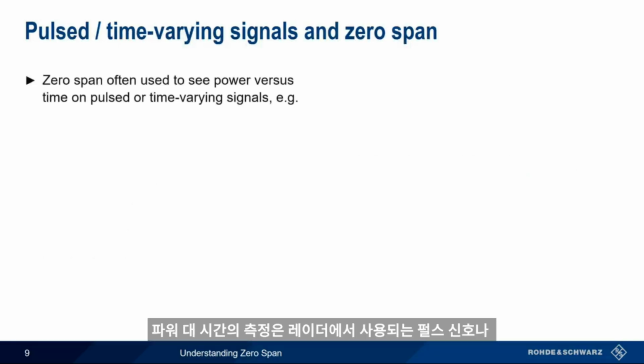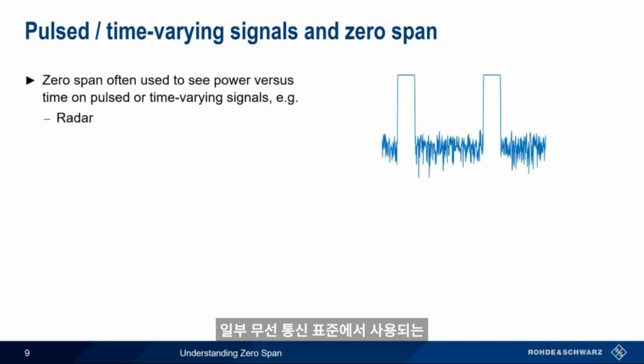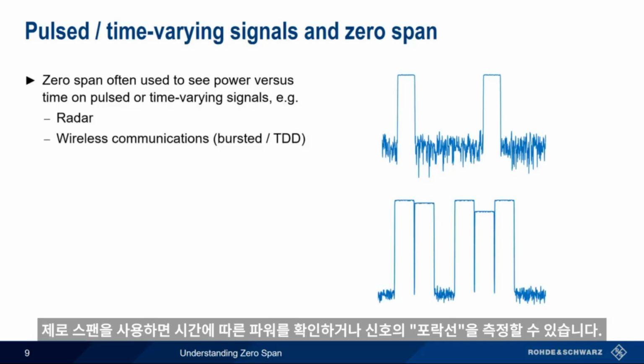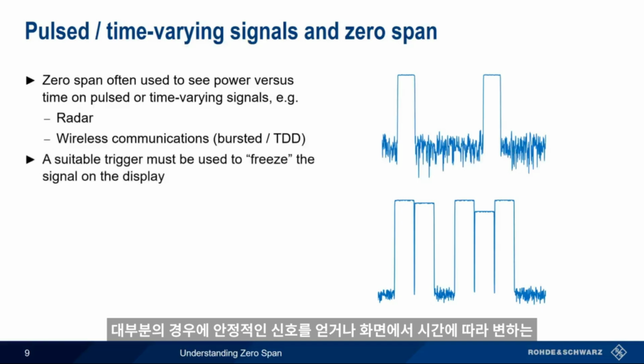Measurements of power versus time are frequently used for pulse signals, such as those found in radar, or for other time-varying signals, such as the bursted or time-division duplex signals that are used in some wireless communication standards. Zero span allows us to see power over time, or to observe the envelope of the signal. In almost all cases, some type of trigger must be defined in order to get a stable signal, or to freeze the time-varying signal on the screen.